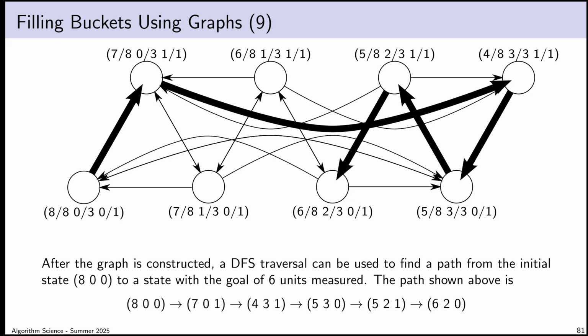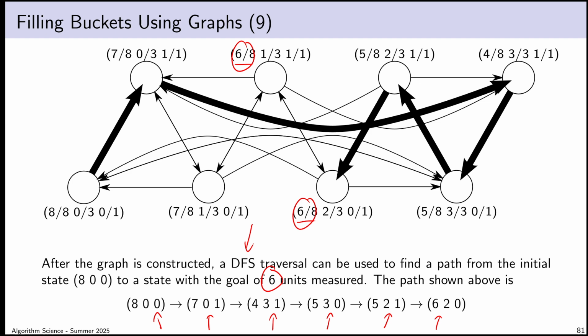Okay, so after I construct the graph, suppose I use a DFS traversal. If I use a DFS traversal and I locate some state with 6 units, where any of the 3 buckets contains 6 units, in this case it has to be the first bucket, and I use DFS to find a path, and then I read off that path, I now have a sequence of pouring operations that gets me from my initial state to a state where I've measured 6 units. And you could say, why did you use DFS for this? And the answer is, well, because frankly, BFS is probably a better choice here, and I wanted to give DFS a little bit of time to shine anyway.